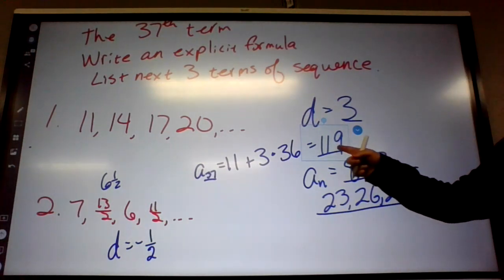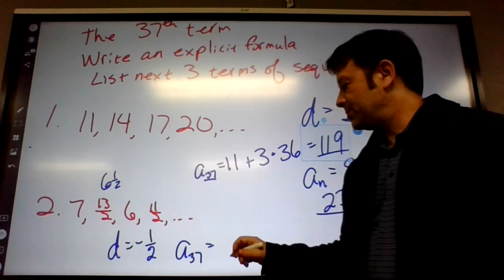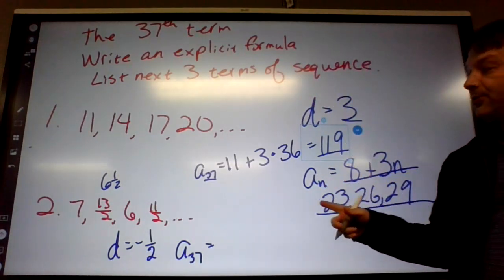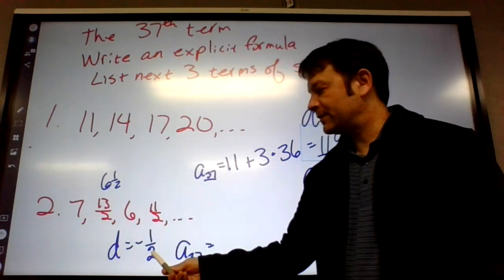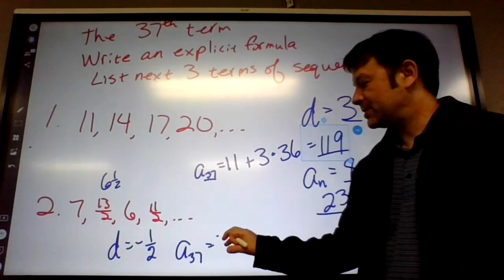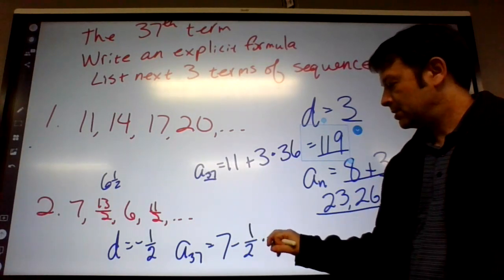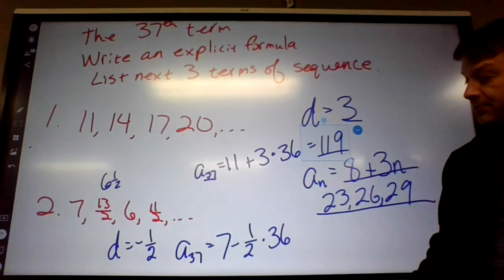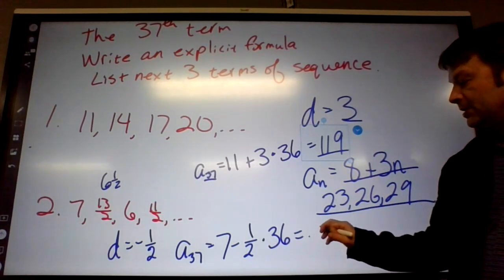Okay, the second question is what's a sub 37? So you could do the formula first and then figure that out, or you can do 7 minus a half 36 times. That would also give you the answer. That's 7 minus 18, negative 11.